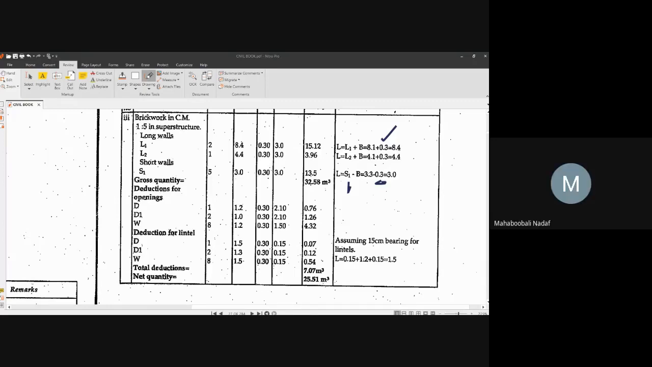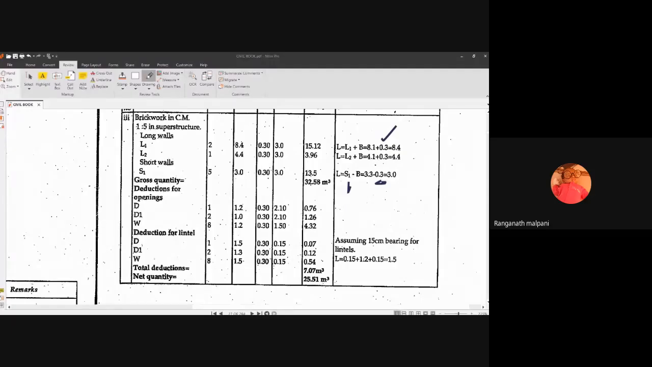So tomorrow I will take a 2-hour class from 12:30 to 2:30. Some diagrams are there, hexagonal shape, semicircular shape, those examples are there. So we are going to take them.